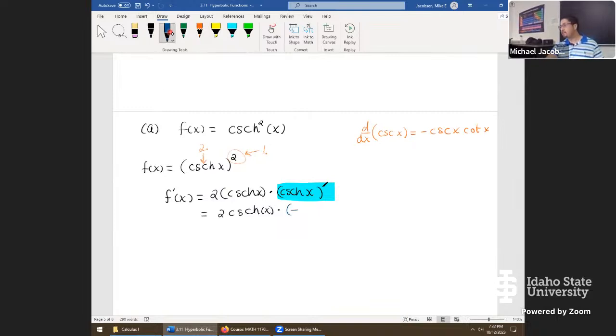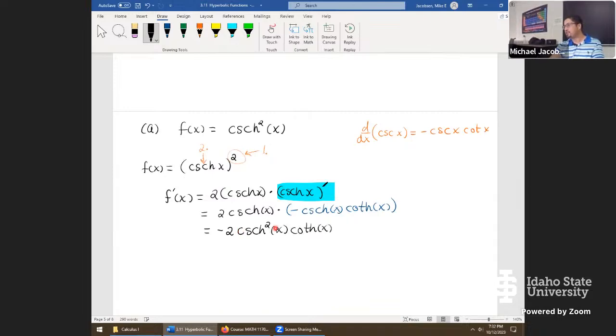This will come in as a negative cosecant h of x times cotangent h of x. Last thing we have to do is simplify, but it's nothing major. We're just going to combine the like bases, the hyperbolic cosecant. Also, we might as well take all the coefficients, put them out front to produce negative 2. Then cosecant h squared of x, cotangent h of x, is the last bit right there. That finally gives us our full derivative.